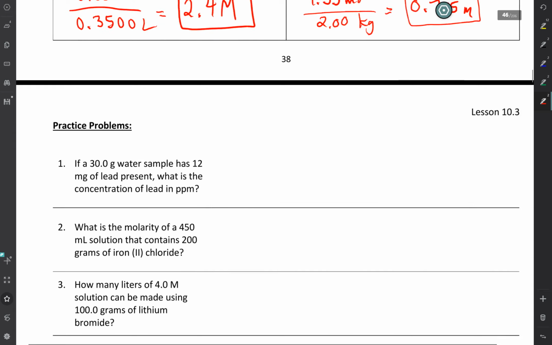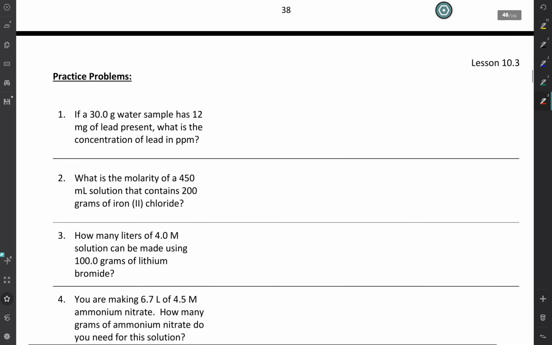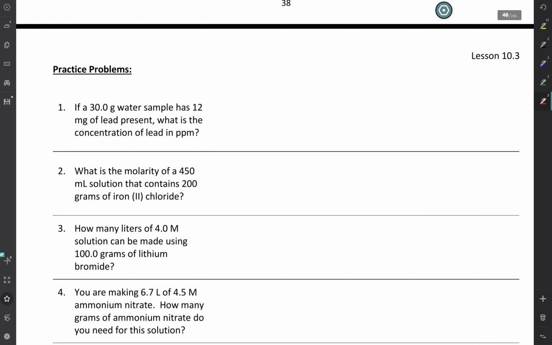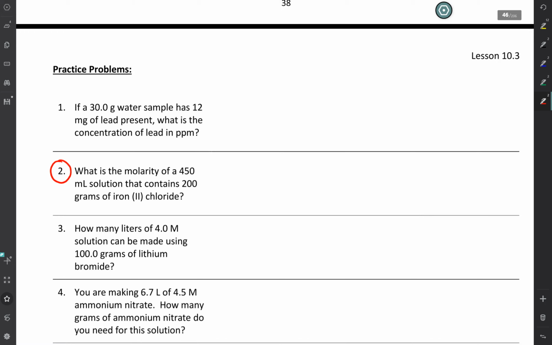Before we call it a day, I want to talk about a more realistic looking molarity problem. So go ahead and take a look at question number 2. Question number 2 says, what is the molarity of a 450 milliliter solution that contains 200 grams of iron 2 chloride? This is a little bit more in line with what you can expect to be doing with molarity. I'm not just going to simply give you the number of moles and have you plug in mindlessly to that formula. This is a little bit more practical application.